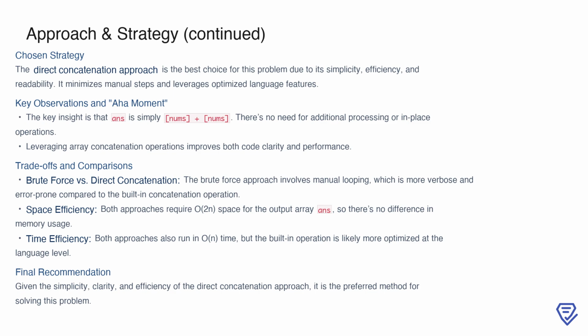When we compare the two methods, the brute force approach, while functional, is more verbose and prone to errors due to its reliance on manual loops. On the other hand, direct concatenation provides a cleaner and more optimized solution. Both approaches have the same space and time complexity, O(2n) for space and O(n) for time, but the built-in operator is likely faster due to internal optimizations in the language. For these reasons, the direct concatenation method is the recommended solution for this problem.